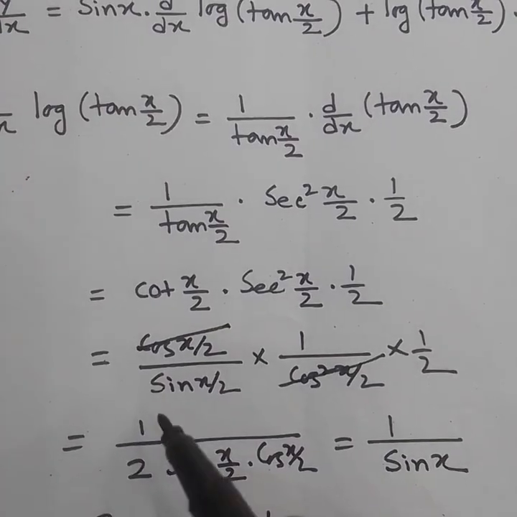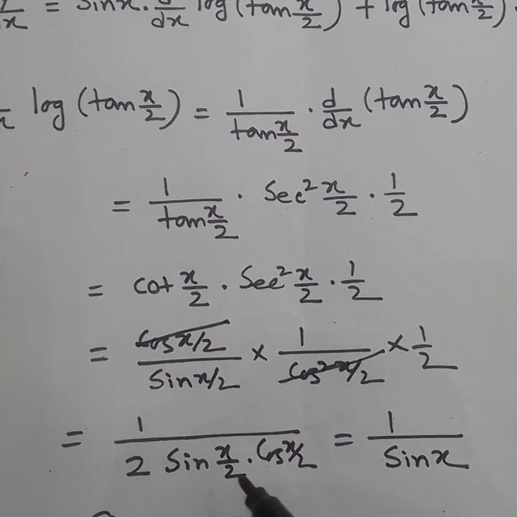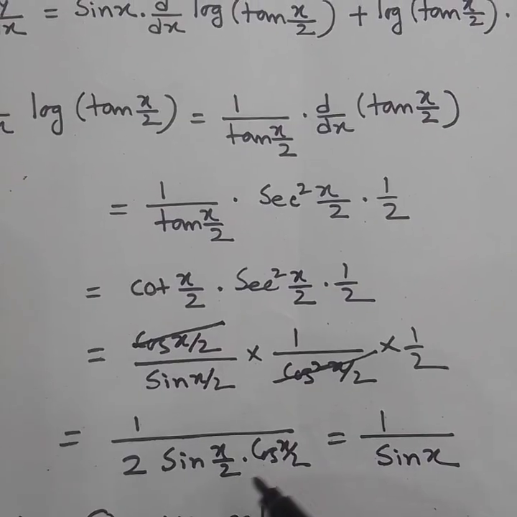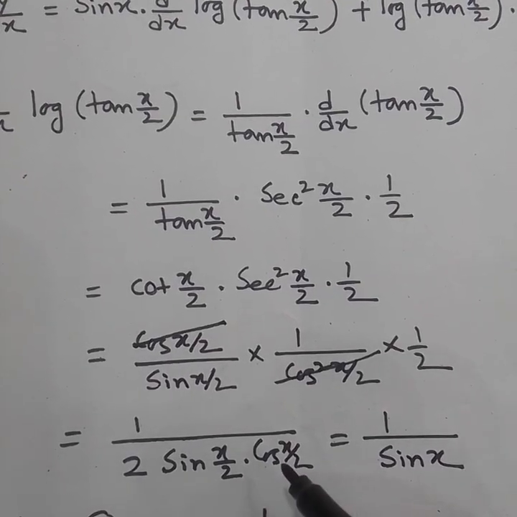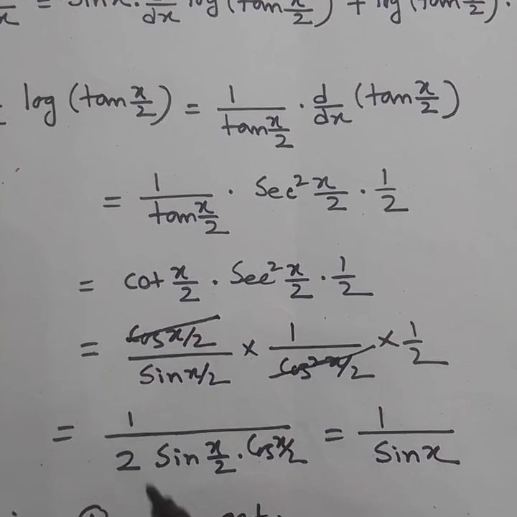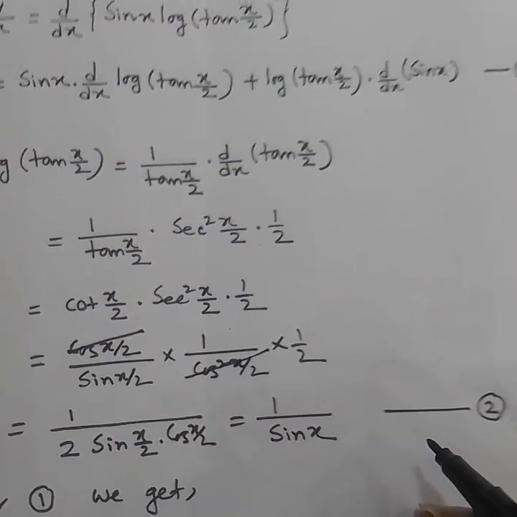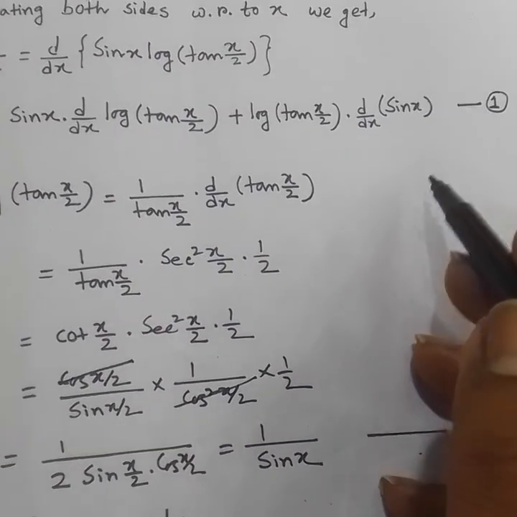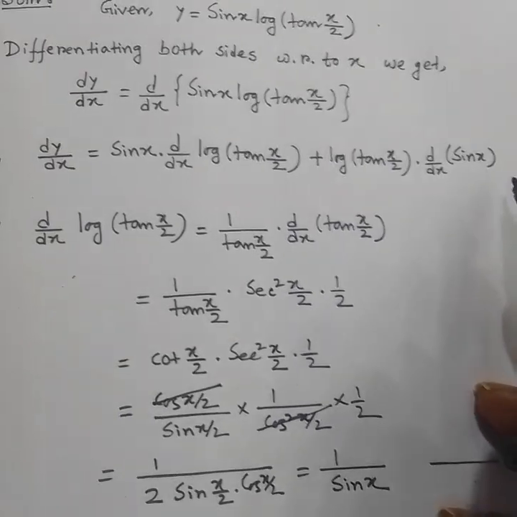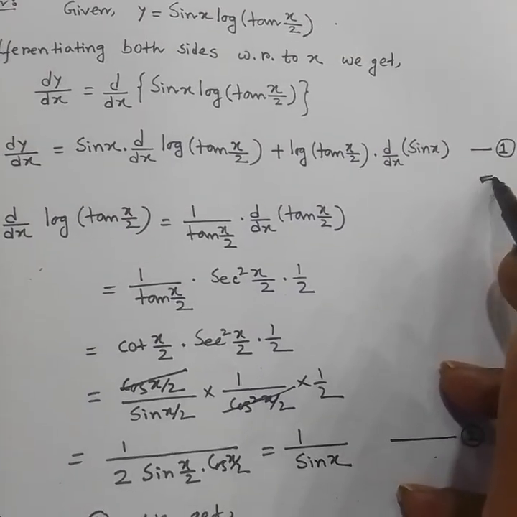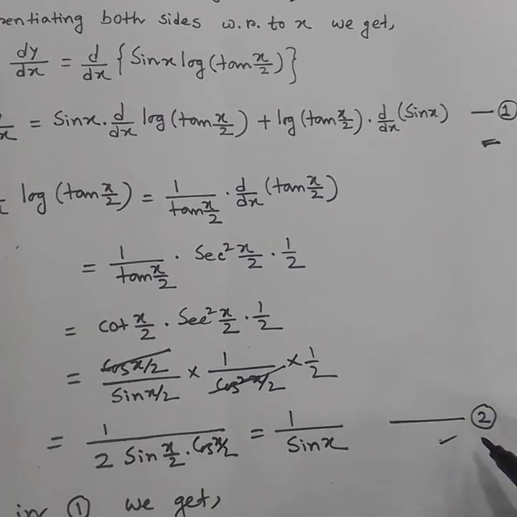So finally we get 1 upon 2 into sin x by 2 into cos x by 2. Now we know that 2 sin theta cos theta equals sin 2 theta. So therefore 2 sin x by 2 cos x by 2 equals sin x, and we get 1 by sin x. Numbering this as equation 2. So this is equation 1, and this is equation 2.